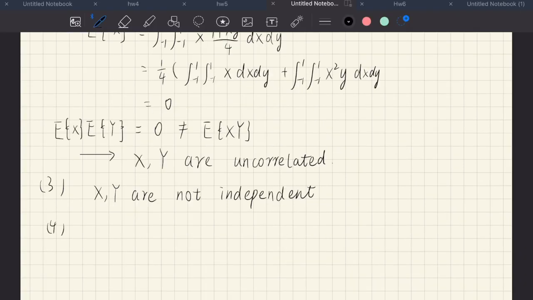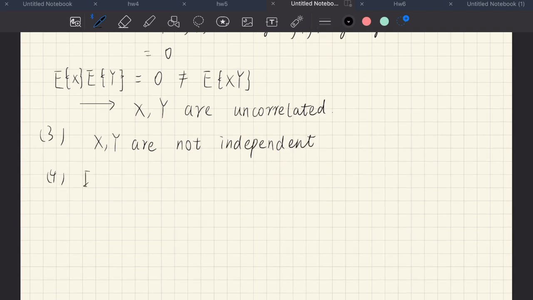For question 4, we need to find the joint density function of X squared and Y squared. So that's Z equals X squared and W equals Y squared. And we calculate the Jacobian determinant. This should be the determinant of 2x, 0, 0, 2y, and this should be 4xy.